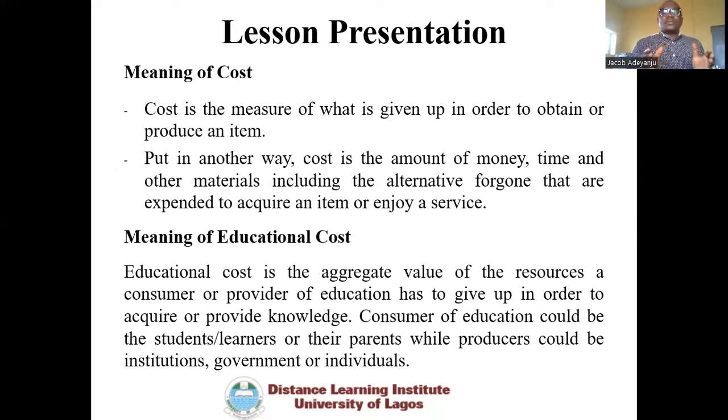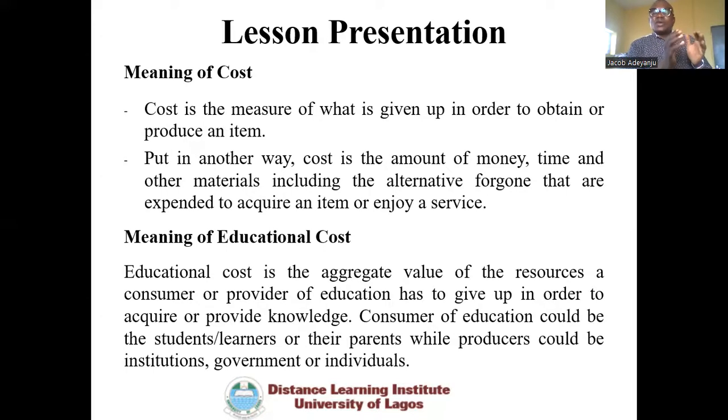So in clear terms, what is cost? Cost is the amount of money, time, and other materials, including the alternative forgone, that are expended to acquire an item or to enjoy a service. If we adopt this definition in describing educational cost, we can now say that educational cost is the aggregate value of the resources a consumer or provider of education has to give up in order to acquire or provide education.